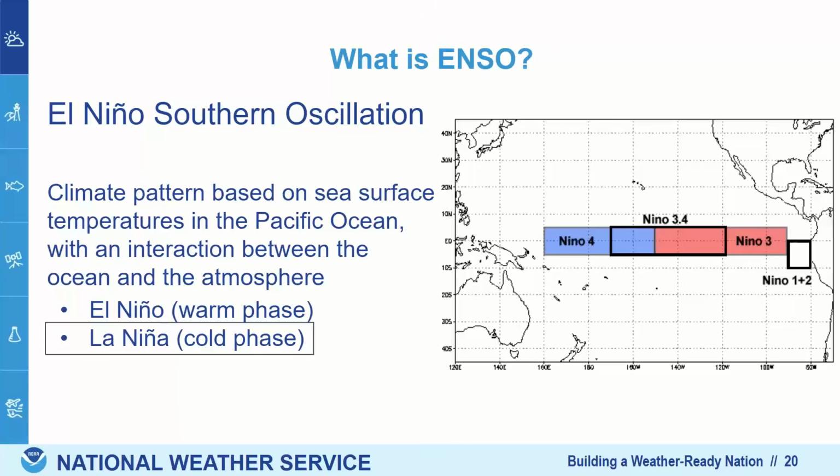So again, what is ENSO? When we're talking about El Nino Southern Oscillation, we're really talking about this area kind of in the central equatorial Pacific, south of Hawaii. Specifically, this area actually correlates better in terms of winter impacts to the East Coast and Northeast, which makes sense when we're thinking about how we want to forecast winter.